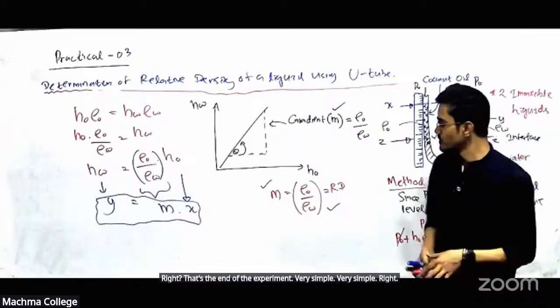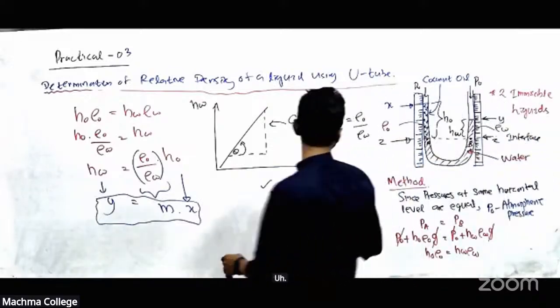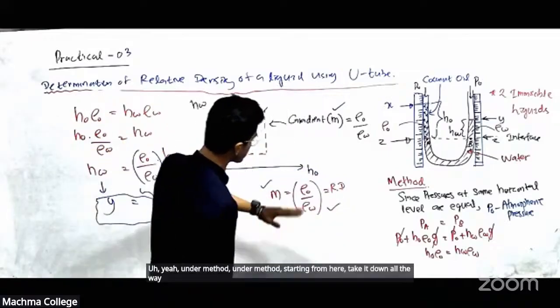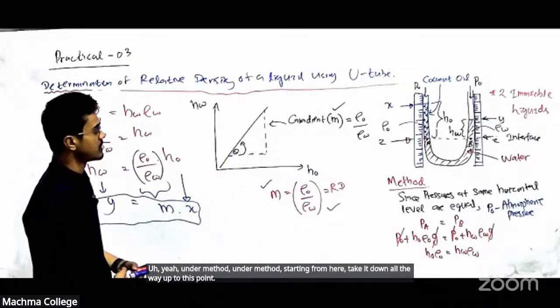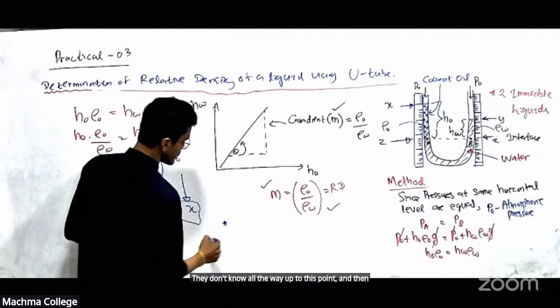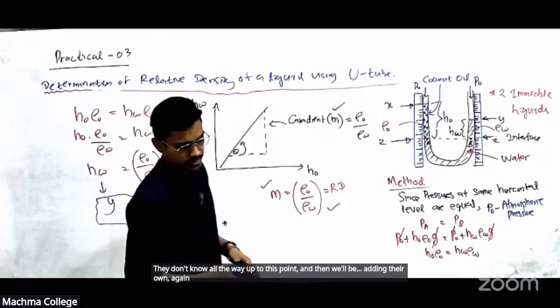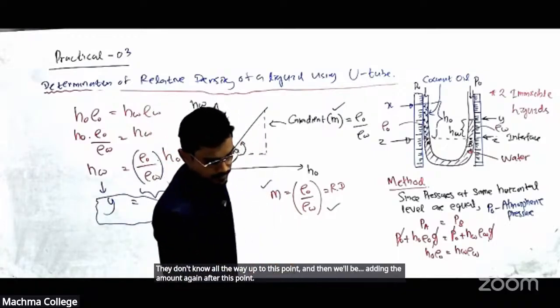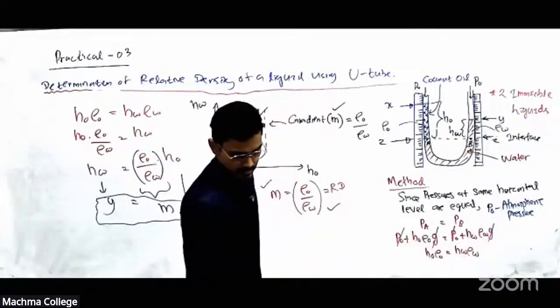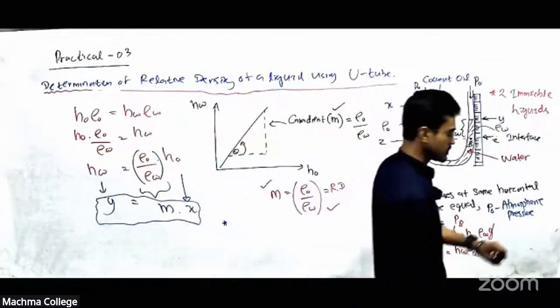Now, under method, starting from here, take it down all the way up to this point. Take it down all the way up to this point, and then we'll be writing the note again after this point. Finished?